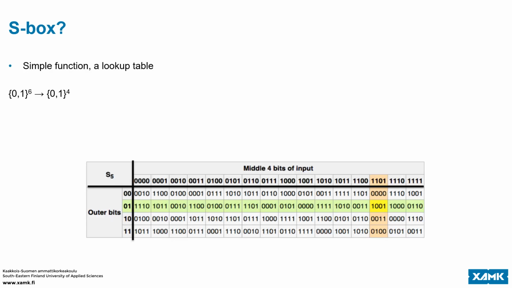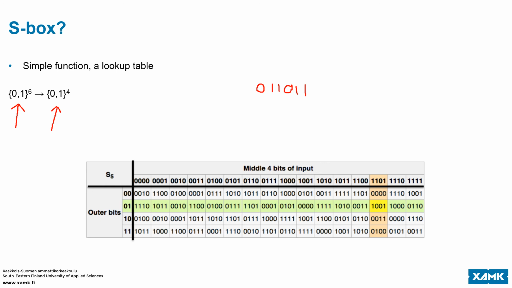So the S-box, or a substitution box, is a very simple function. It's in fact a lookup table that one can find on Wikipedia. What it does is it takes 6 individual bits of input and maps it to 4 bits of output. For example, if our bit string was 0, 1, 1, 0, 1, 1.